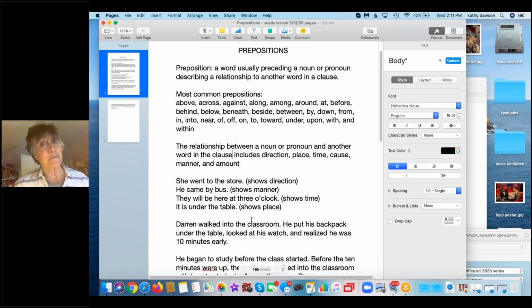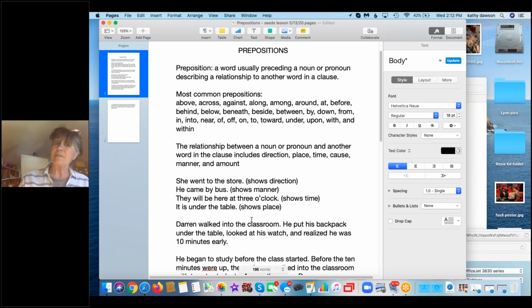So there are a lot of these words, prepositions. So I put together a list for you. Above, across, against, along, among, around, at, before, behind, below, beneath, beside, between, by, down, from, in, into, near, of, off, on, to, toward, under, upon, with, and within. Those are a lot of words, and they're often used in a phrase or a clause.